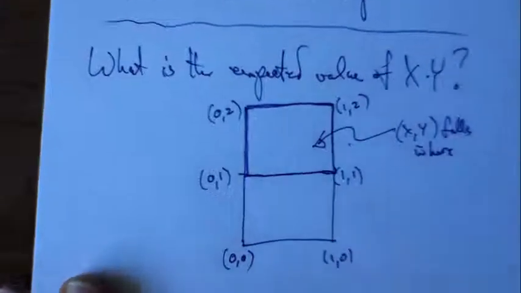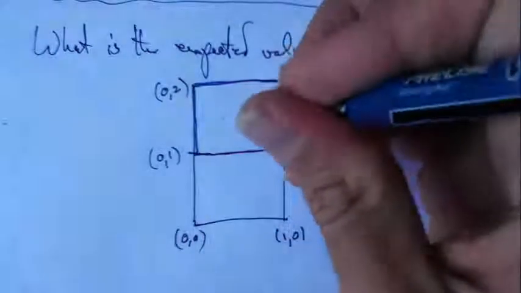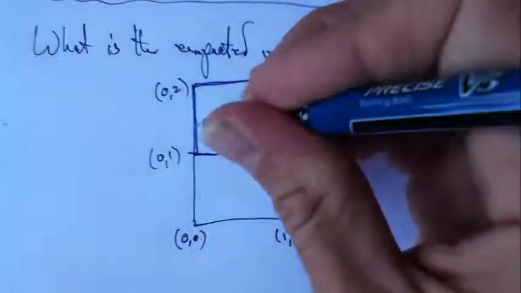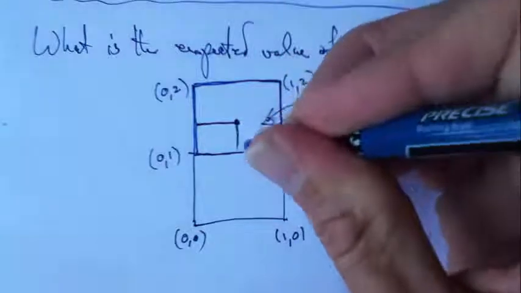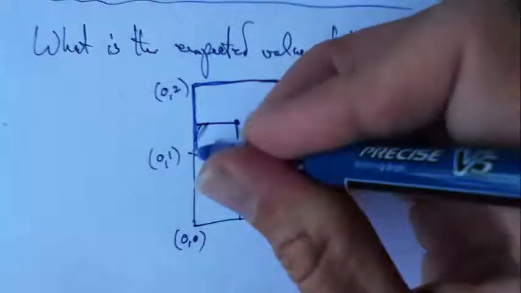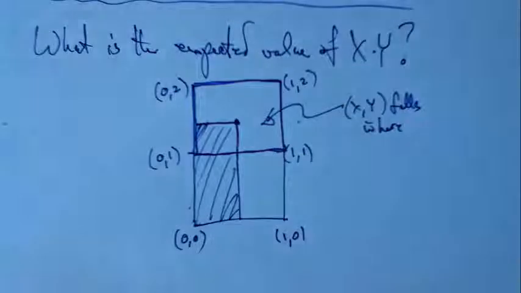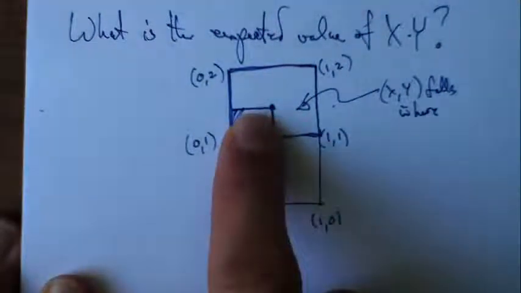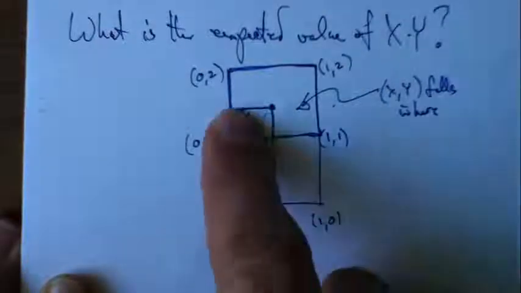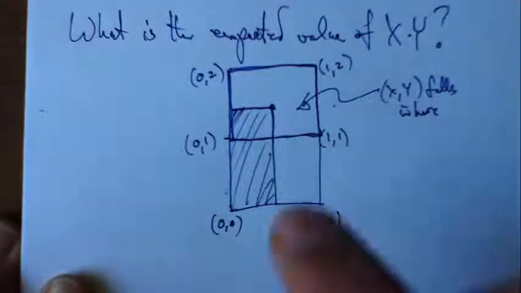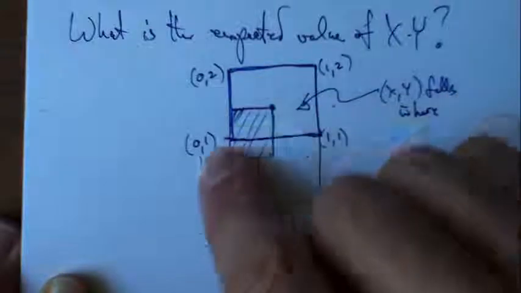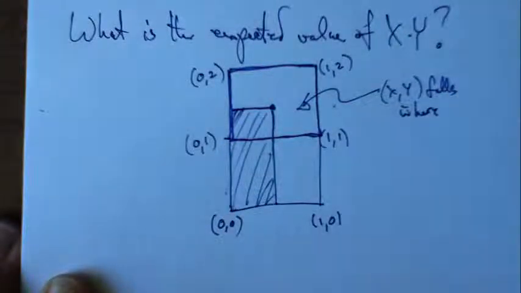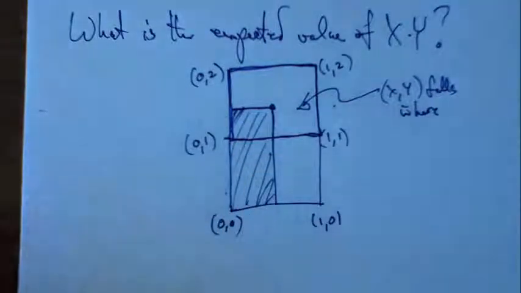So then what is x times y? Well, let's say that's our point. If it falls there, then x times y is going to be the area of this entire region. Okay? So x times y is going to be the area swept out below and to the left of this point, going all the way down to the origin. So it's the area of a random rectangle.